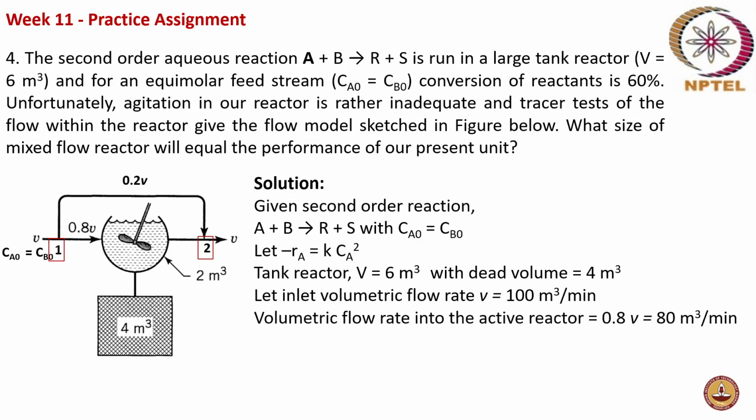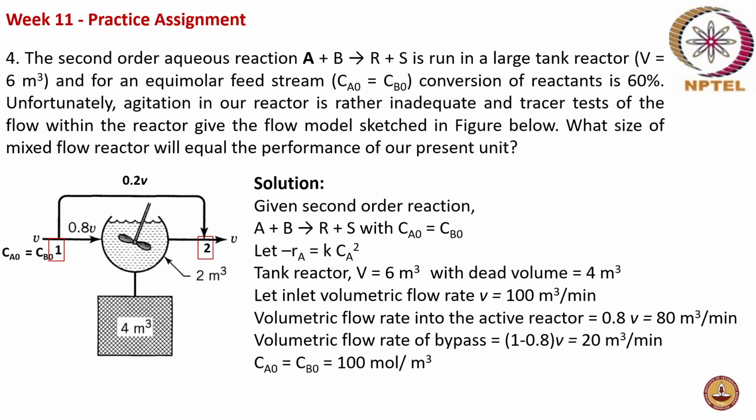Now, let us consider the volumetric flow rate V to be 100 meter cube per minute. So the actual volumetric flow rate that gets into the active reactor is 0.8 times V, which is nothing but 0.8 into 100, that is 80 meter cube per minute. Now the volumetric flow rate of the bypass is 1 minus 0.8, that is 0.2 into V, which is 20 meter cube per minute.